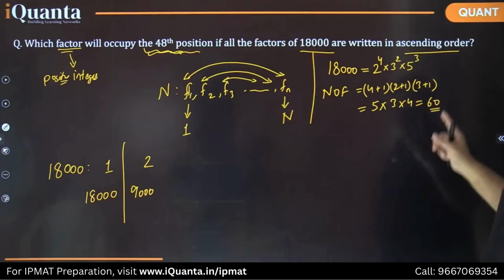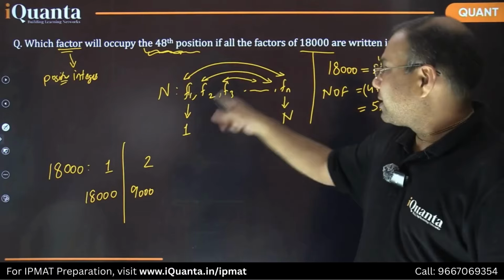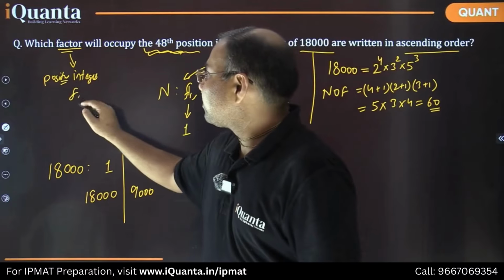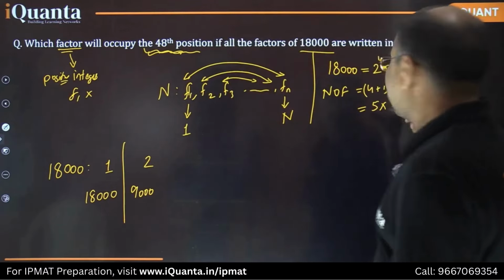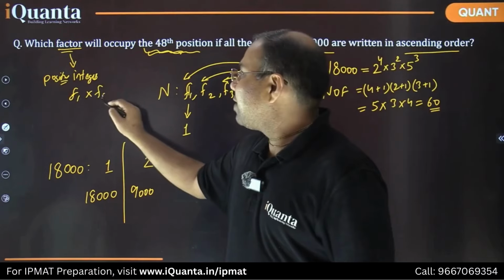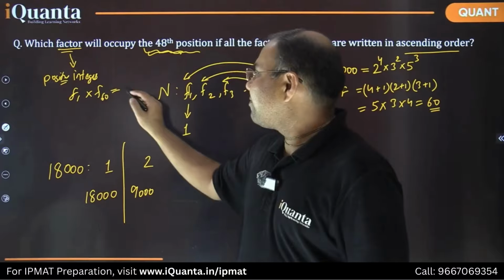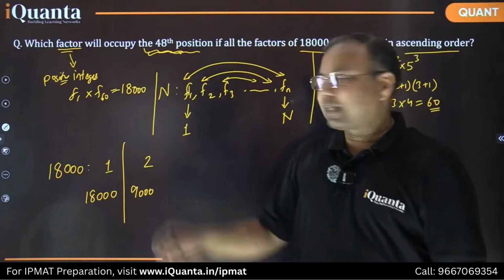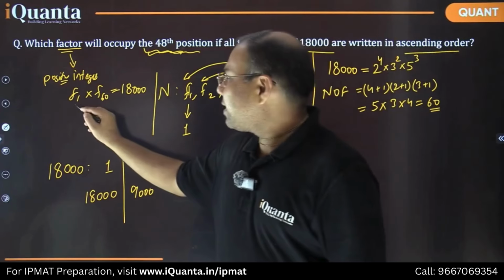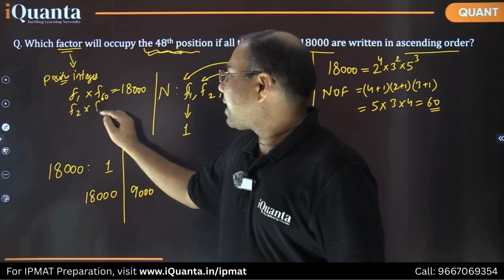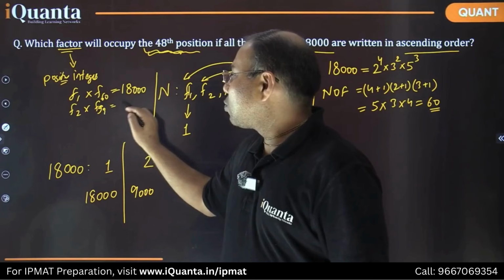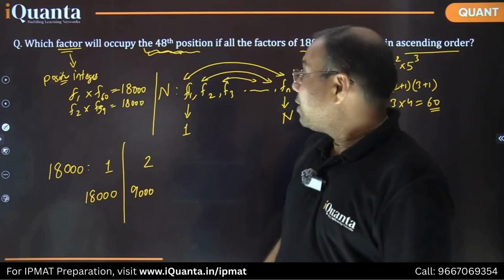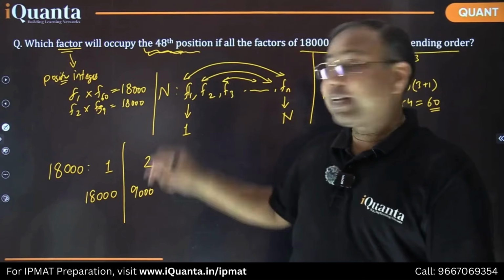So when I'm talking about the 48th factor, see in this pattern, the first factor and the 60th factor here, their product will be equal to the number itself, which is 18,000 in this case, isn't it? Yes or no? That we have already discussed. So going by that way, second factor and 59th factor, they will also be multiplied to give the result 18,000. That also we have written already, right? So our objective right now is to identify the 48th factor.